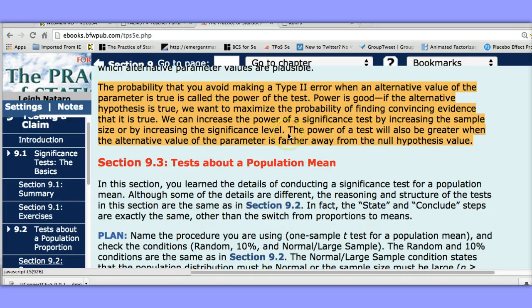And then notice this last sentence here, the power of a test will also be greater when the alternative value of the parameter is farther away from the null hypothesis value. In other words, let's say that I fixed a coin so that it's 49% heads. Well, that's not that different from the hypothesized value, so it might be hard to detect that the truth is that the proportion of heads is 49%. However, if I fixed that coin so it was only going to be 25% heads, that would be easier to detect, and the power of the test would be greater.